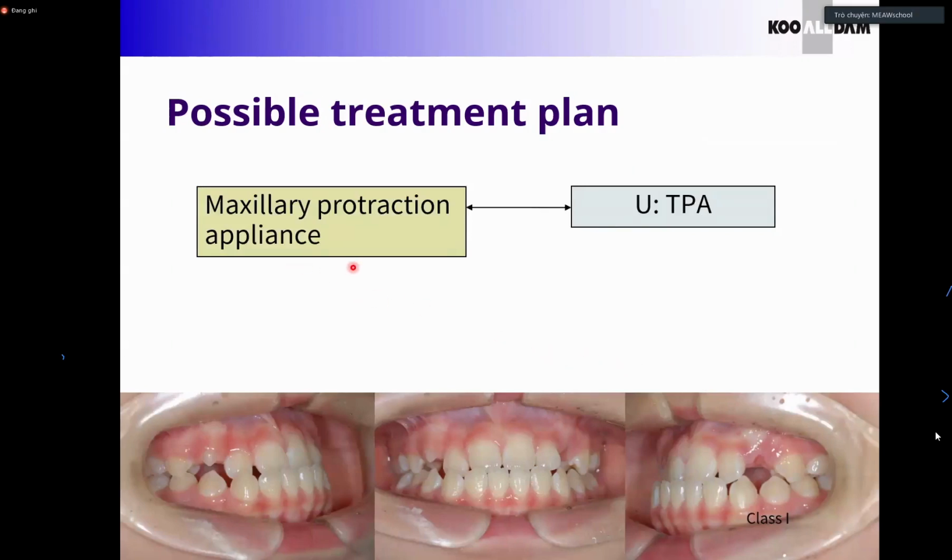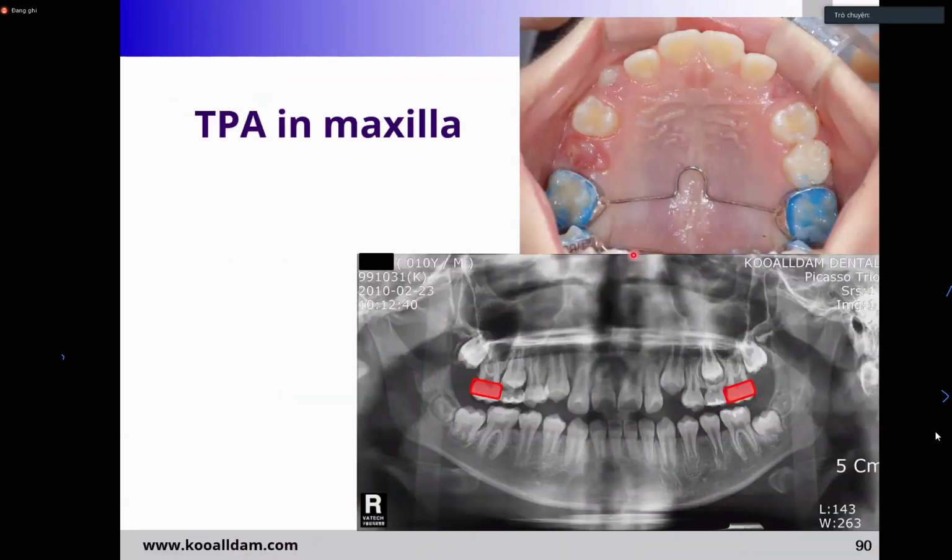So I think there are two possible treatment plans. First, maxillary protection. Second is TPA. However, maxillary protection appliance treatment can cause relapse. So I want to insert TPA and wait, like this.